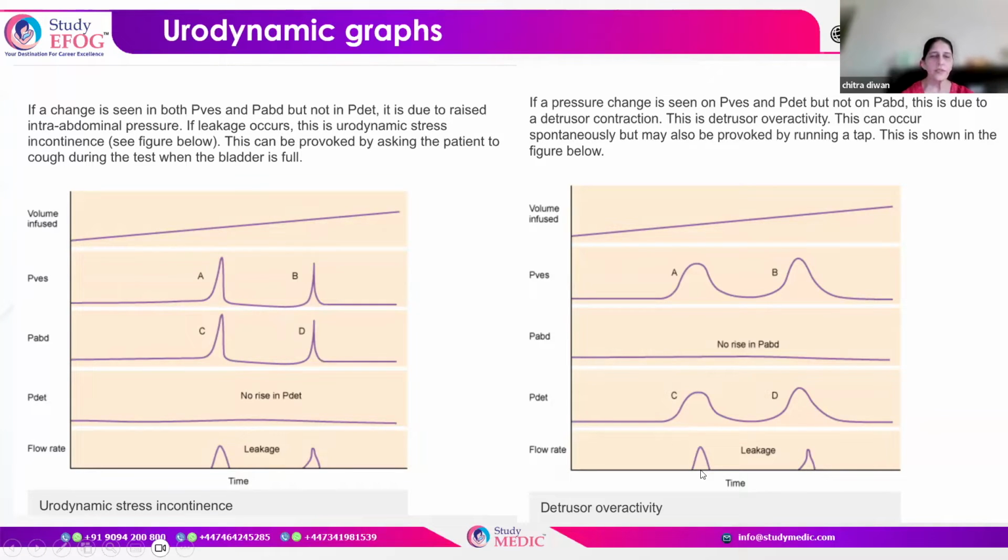Okay, so the difference is whenever there is no rise in detrusor pressure, but there is a leak, it is urodynamic stress incontinence. Whenever the detrusor pressure is rising and at the height of the detrusor pressure, you are getting a leak, this is urgency incontinence. Okay.